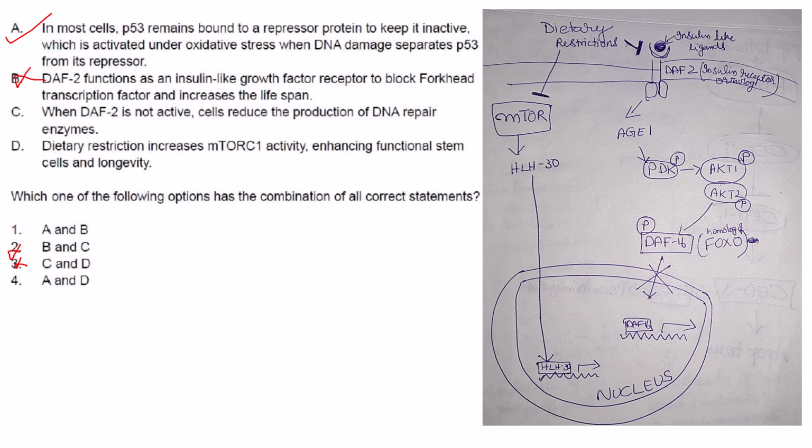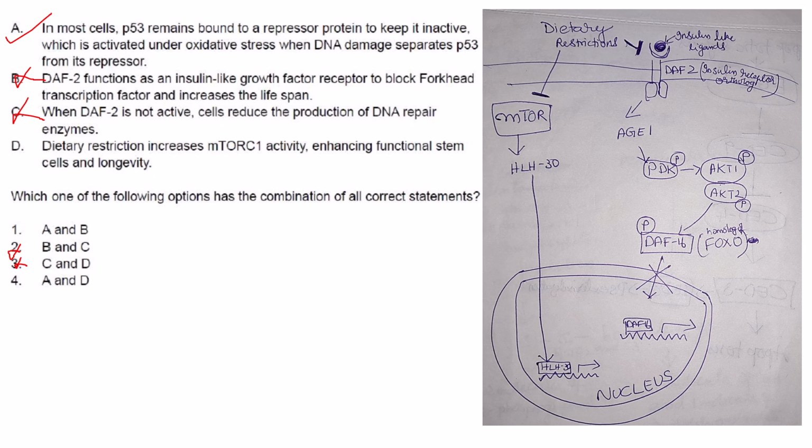Okay. Now when DAF2, the insulin-like receptor, is not active, then cells reduce the production of DNA repair enzymes. No. Reduced DAF2 means DAF16 is not phosphorylated. It can enter the nucleus. It can result in increased activity of the DNA repair enzymes. So DNA repair enzymes are more active means longevity increases. So reduced production, no. So C is not correct.